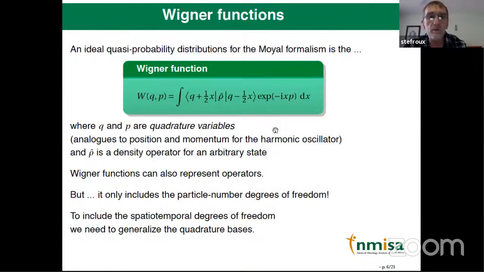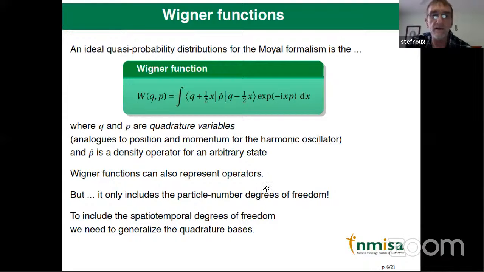An ideal quasi-probability distribution for this formalism is the Wigner function, which can be represented in this way, where you have the eigenstates of the quadrature operator shifted in different directions, contracted on some operator, in this case the density operator, and then it is Fourier transformed with respect to the shift to obtain a function of the quadrature variables which are analogous to the position and momentum of the harmonic oscillator. Now, this operator doesn't have to be the density operator, it can be any operator, and you can calculate a Wigner function for any operator.